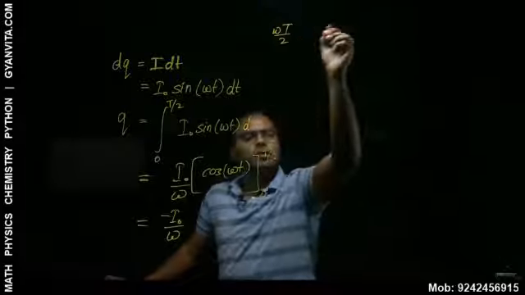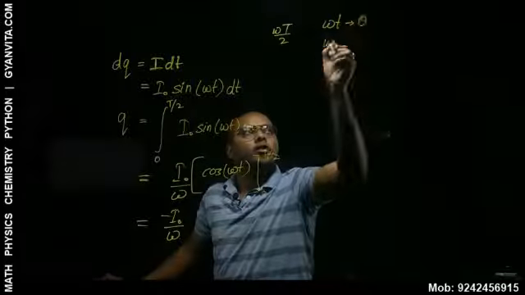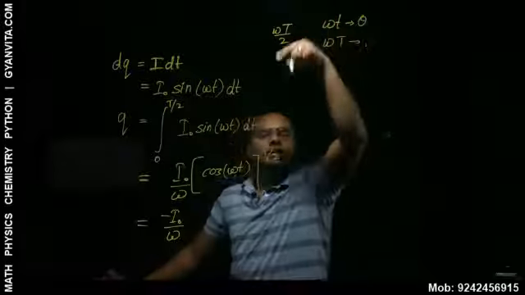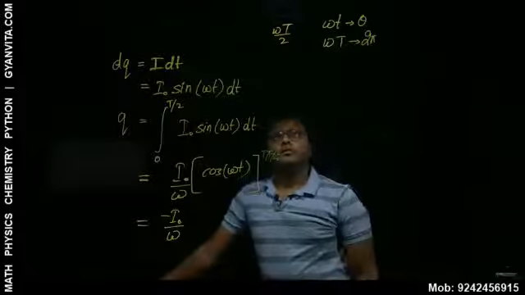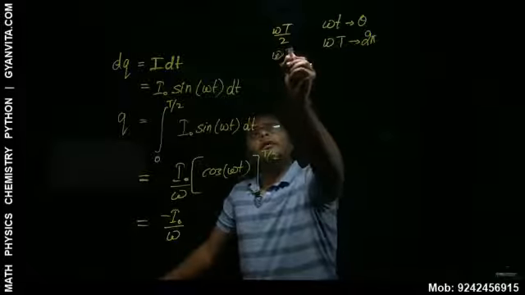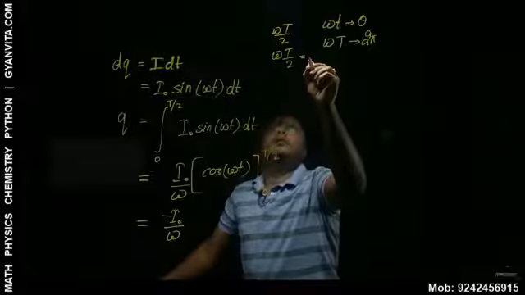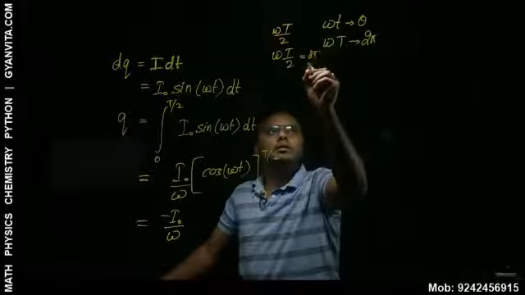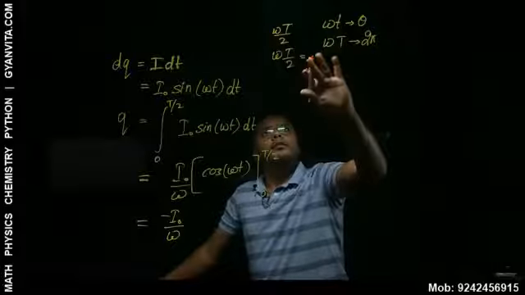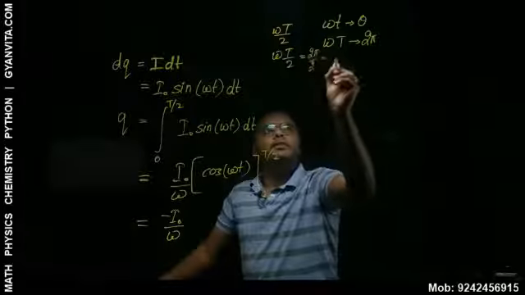You know this or not? Omega t is theta. So omega t will be the theta covered in the entire cycle. That is nothing but 2 pi. So omega t divided by 2 pi by t into t by 2. Correct? So 2 pi by t into t by 2. Correct. Omega t is 2 pi. 2 pi divided by 2, that is just pi.